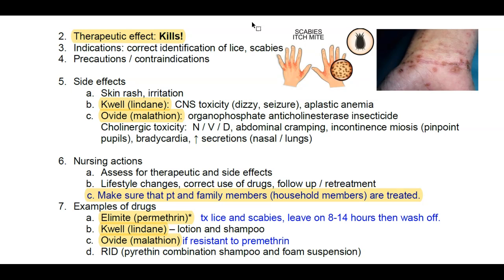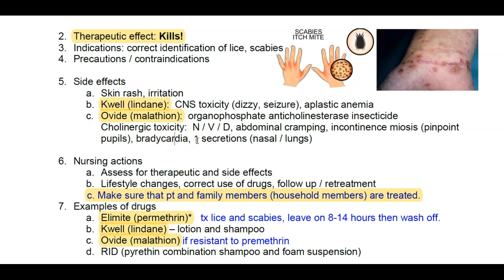Now, Ovide or malathion is another agent. It can cause cholinergic toxicity such as nausea, vomiting, diarrhea, abdominal cramping, incontinence, miosis, which is pinpoint pupils, bradycardia, and increased secretion. So as you notice over here, these are your cholinergic effects, right? The cholinergic side effects. You guys remember SLUDGE, right? So this is basically what happens. It's a side effect of malathion or Ovide.